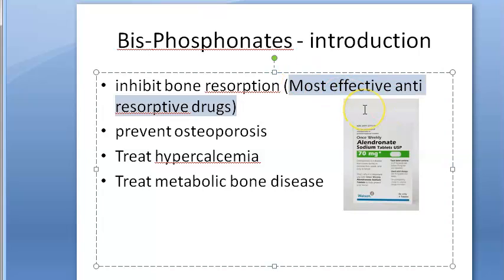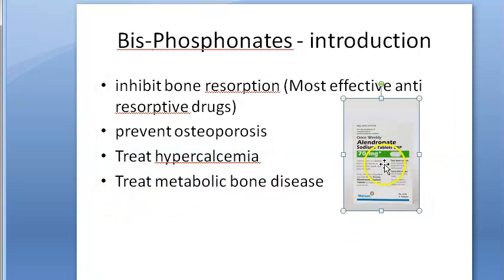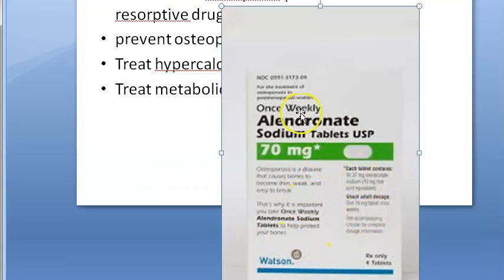Bisphosphonates are the most effective anti-resorptive drugs. They also treat hypercalcemia. They reduce the calcium levels in the blood. How? Because they are obviously protecting the calcium in the bone, so there will be less calcium in the blood. So they are going to treat hypercalcemia. They are also used to treat metabolic bone diseases. So this is alendronate, which is a bisphosphonate.